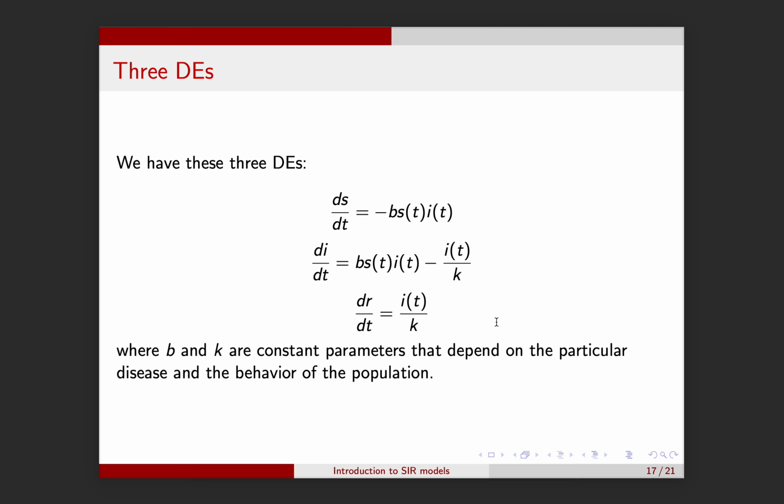So in terms of a model, we have a system of 3 differential equations. We have 3 variables, S, I, and R, all of which depend on time. So instead of SIR, we could have X1, X2, X3, if you like, or XYZ, depending on time. And B and K are constants that depend on the particular disease and how the population behaves. So once I give you a specific disease, like the flu, like COVID-19, those diseases have particular B and K values associated with them that you could plug in.